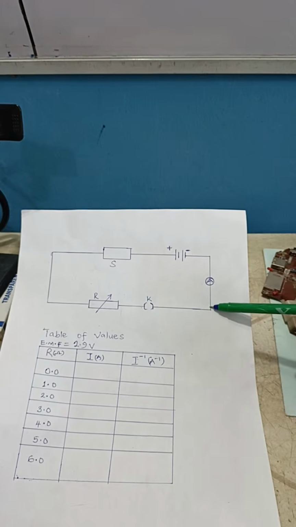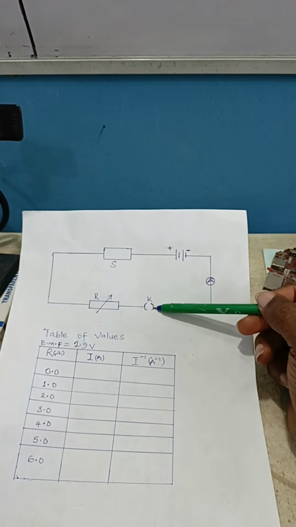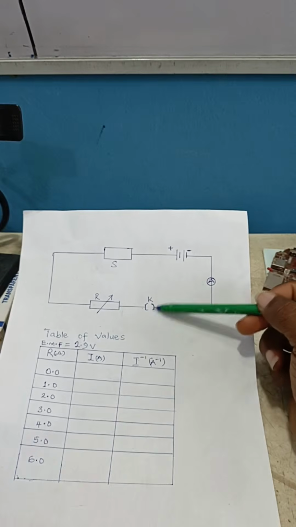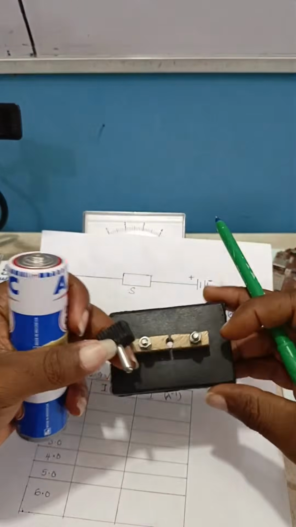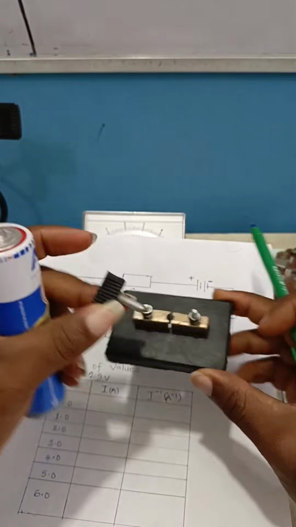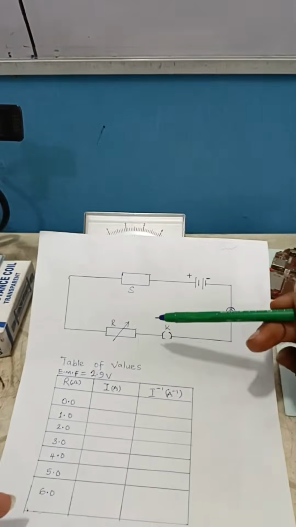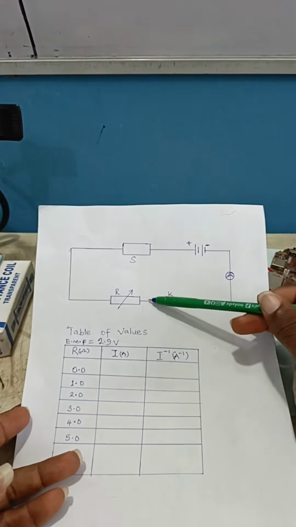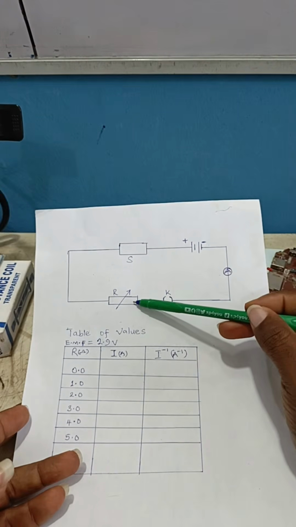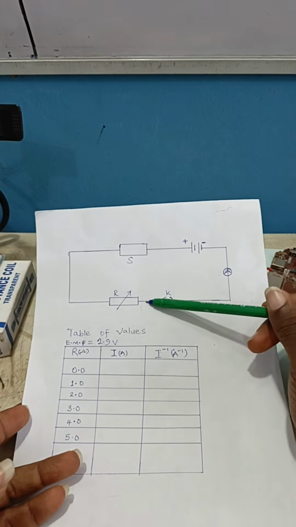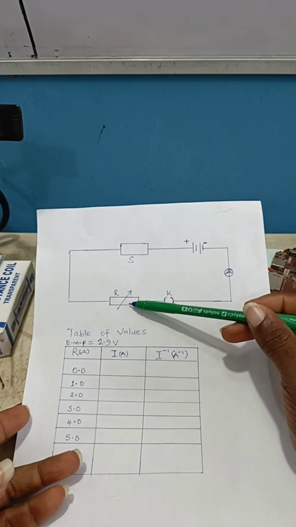From the positive of the ammeter, you run it straight to the key. The key does not have positive or negative, take note. This is our key, the tapping key. Then from there, you run another wire. This is the first wire, second wire, and then the third wire, which will be run into the variable resistor.